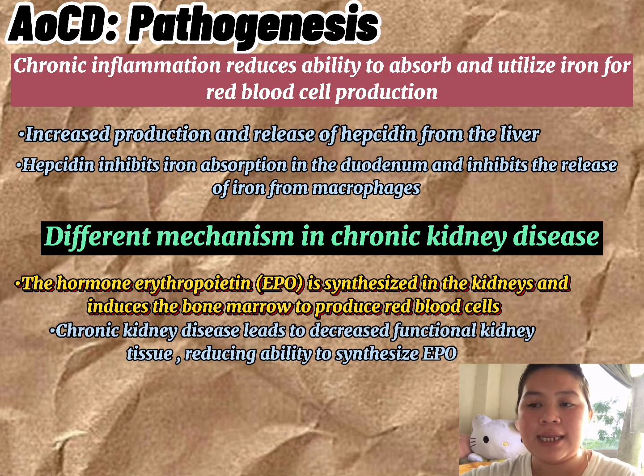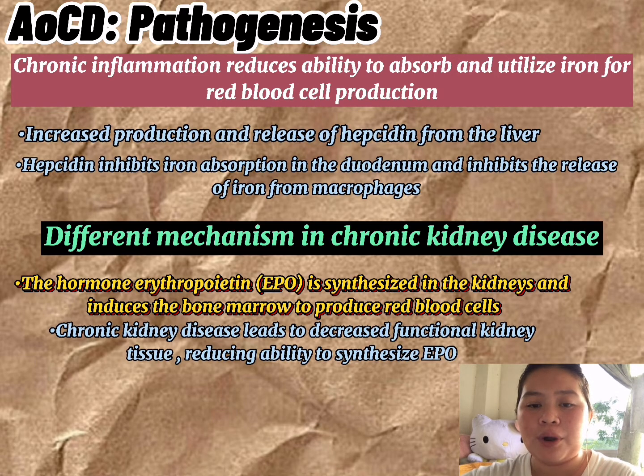In chronic kidney disease, there is decreased functional kidney tissue as the disease progresses. We start to slowly lose more and more functional kidney tissue. This will then lead to a decreased ability of the kidneys to synthesize erythropoietin, so this will lead to lower levels of EPO. That means there's going to be less EPO to act on the bone marrow.